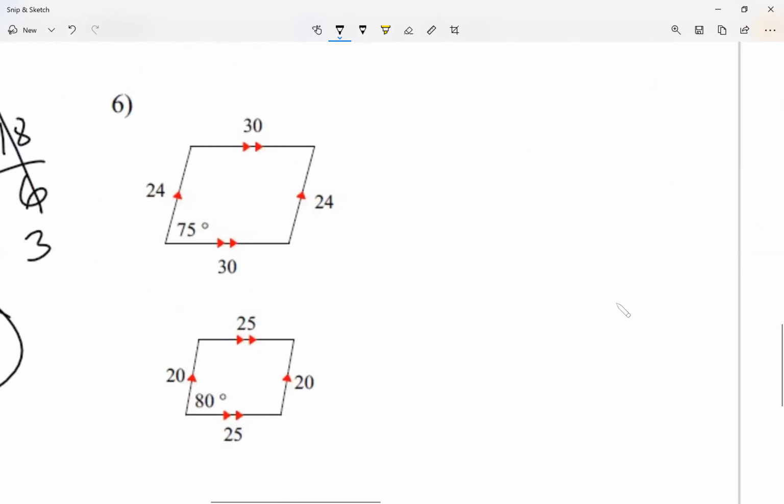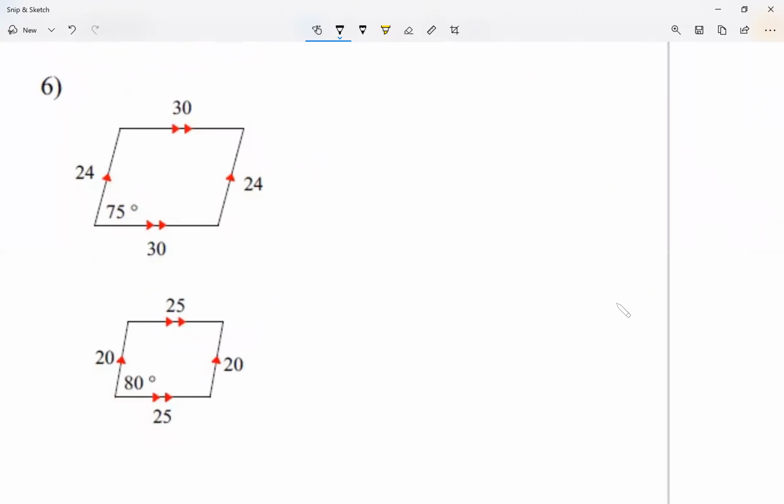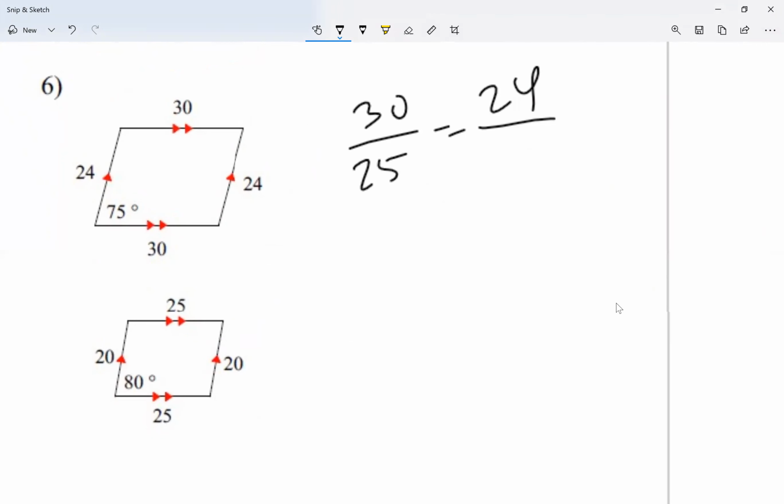Lastly, let's take a look at number 6. The numbers on the top, I only see a 30 and 24, so only two fractions. I see 30 is corresponding with 25 and 24 is corresponding with 20. All right, let's take a look. If you want to simplify fractions, let's simplify fractions. If you don't like to simplify fractions, cross multiply. You should get the same thing.